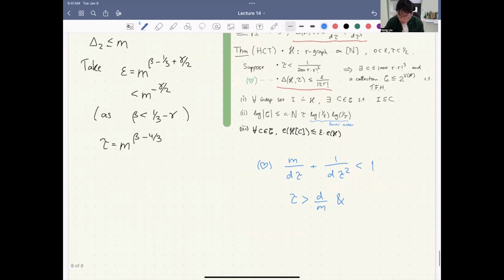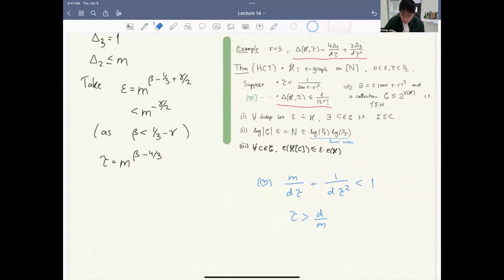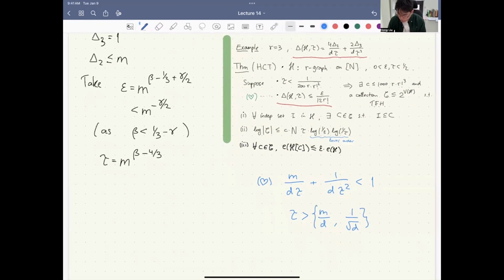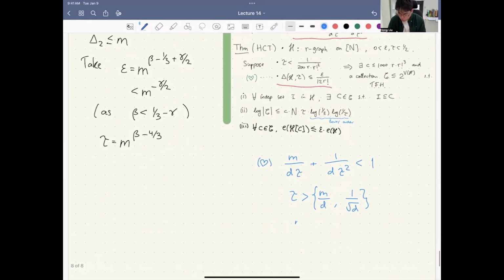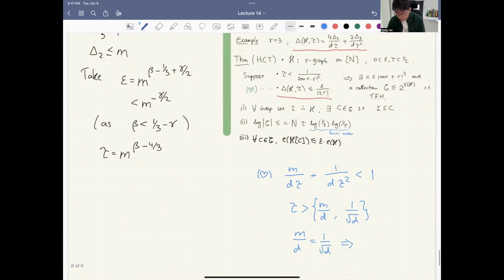And also bigger than 1 over square root d. Tau bigger than m over d, sorry. M over d. Okay, you need to be bigger than these two. When you need to be bigger than those two, you just set them to be equal. That's usually the best. So you set this to be equal, and you will get... Can you set it to be equal? No, probably not. Let's compute it.